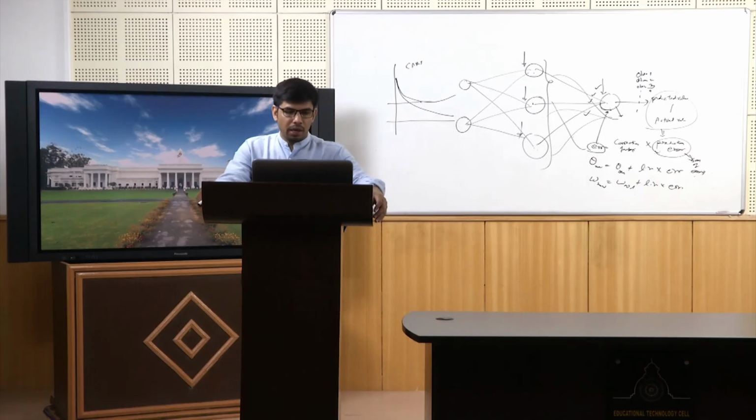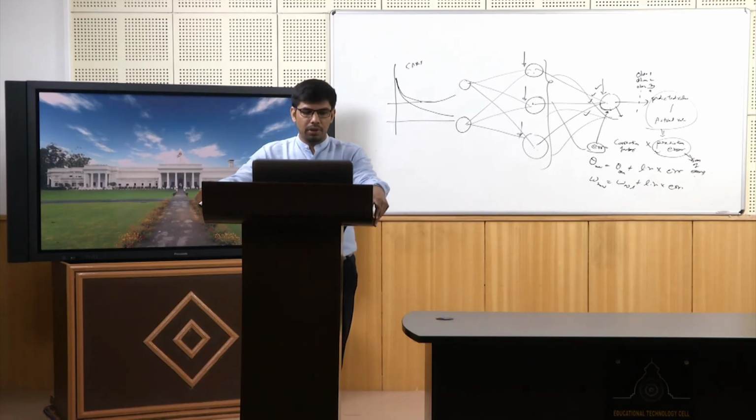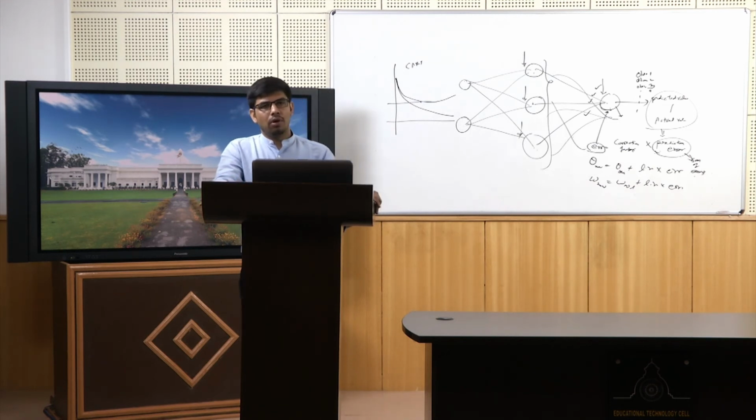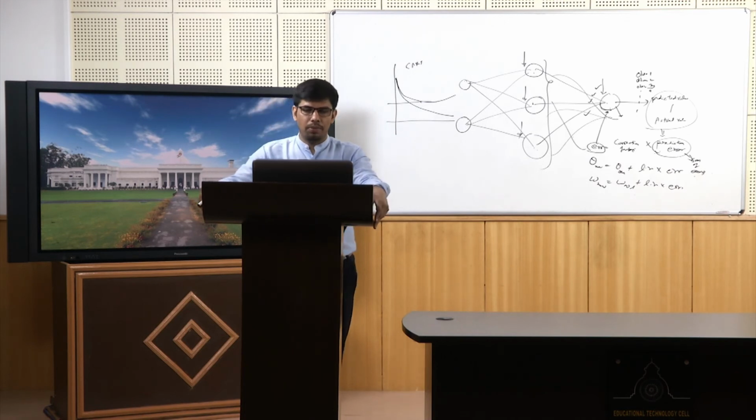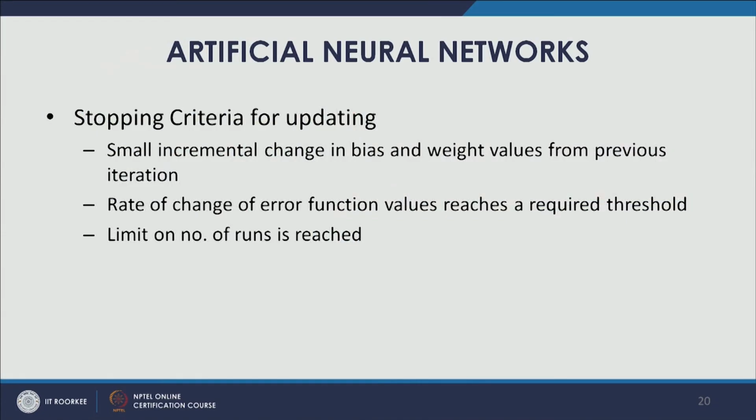Now, there could be another criterion, that is when a limit on the number of runs is reached. We can also specify the maximum limit on the number of runs. This is going to be probably the last resort to stop if the network is not able to converge. Then we would like to set a limit at which point this particular training process or learning process would be stopped.